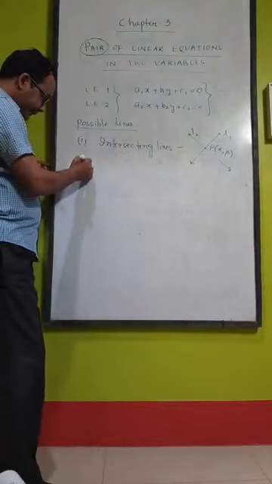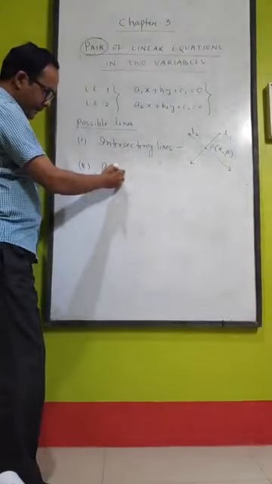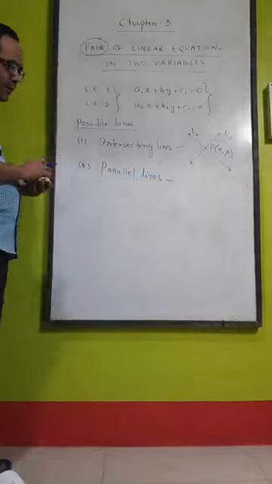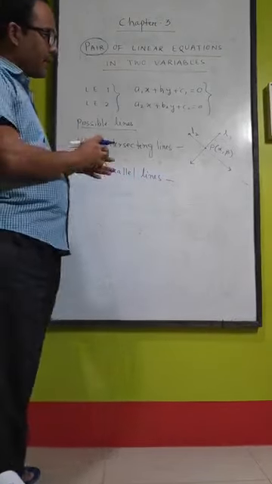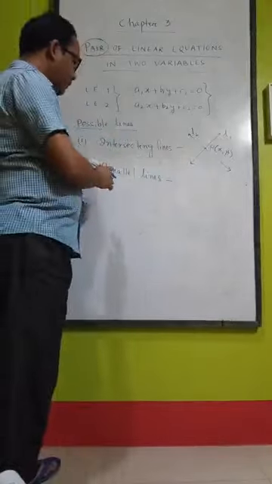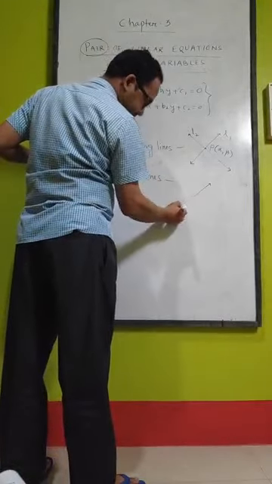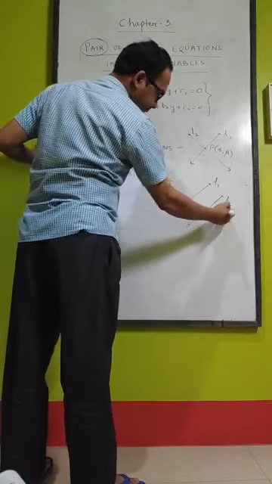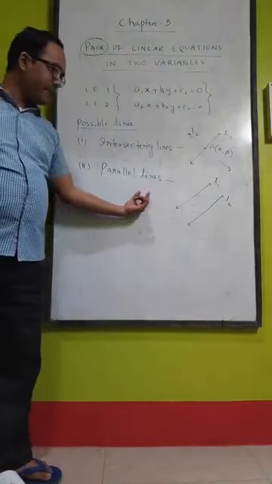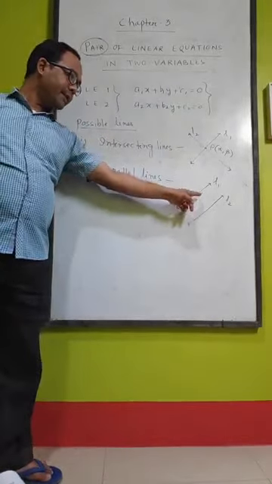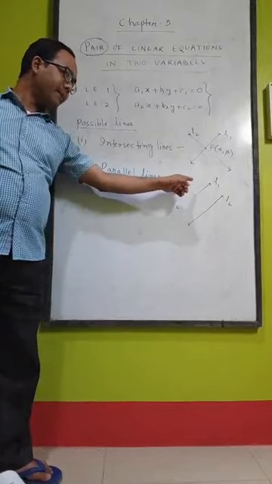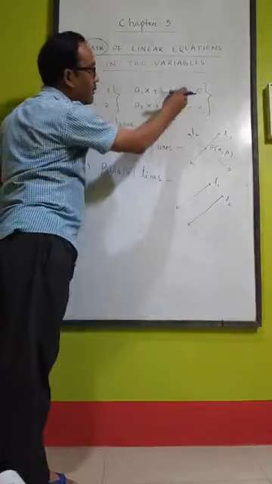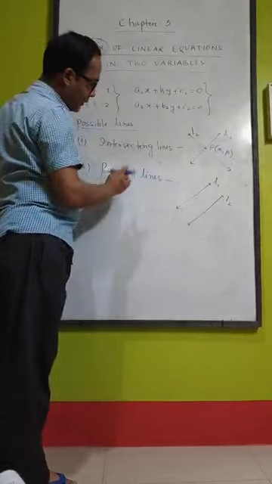Next possibility: the lines may be parallel. Because whenever someone asks you to draw two lines on a plane surface, we may draw intersecting lines, or we may also draw parallel lines, like this, L1 and L2. The two lines may be parallel. Here in this case, they do not intersect, so there is no common point of these two lines. So we say that there is no common solution of this pair of equations.